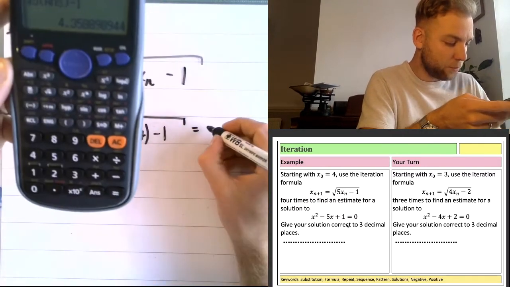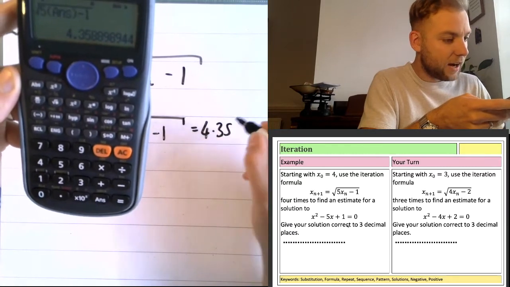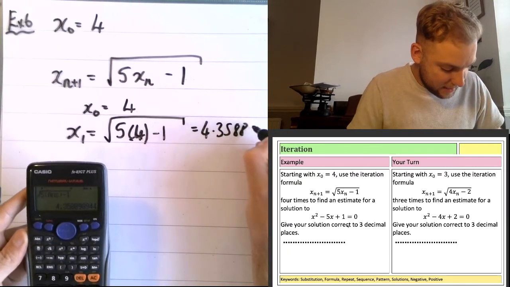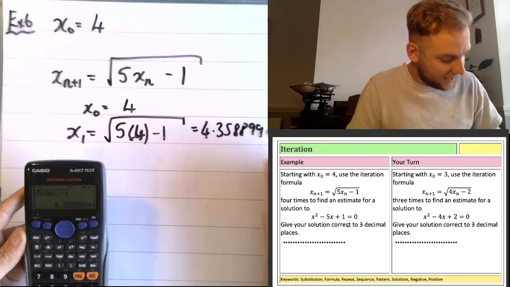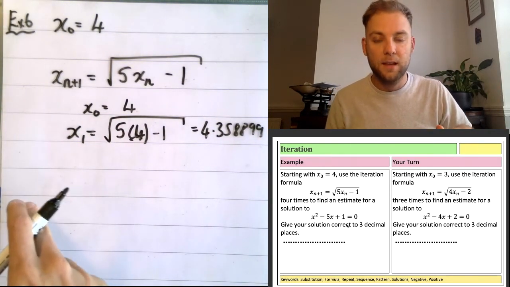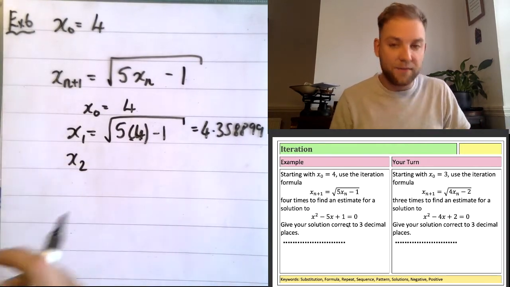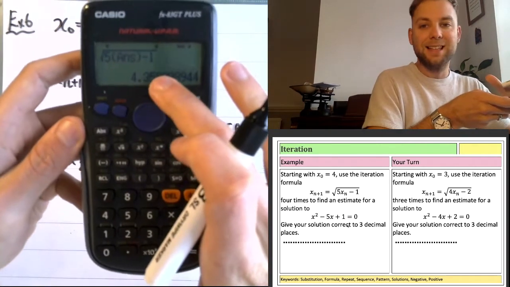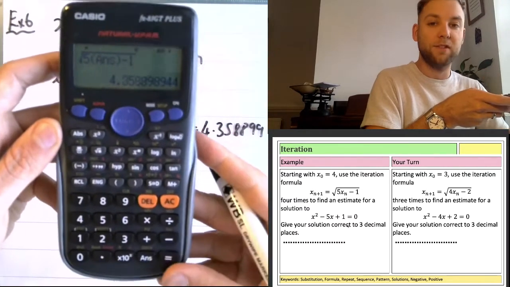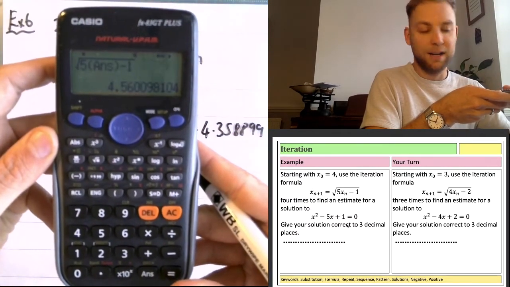Okay, now this is the problem. This one here is 4.358899. It's a big, long, nasty number. So if you want to put that back into there, it starts to become quite problematic. But because I've already got it stored, this answer here is now stored in my calculator. So all I have to do is press equals again once, and it will give me my next answer.